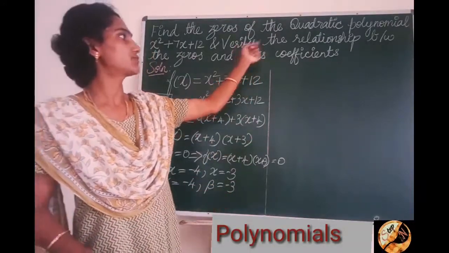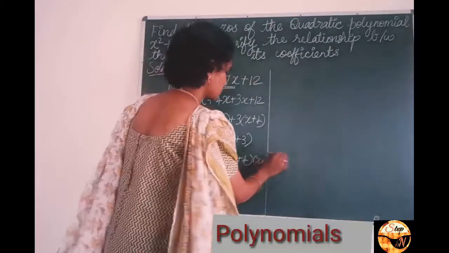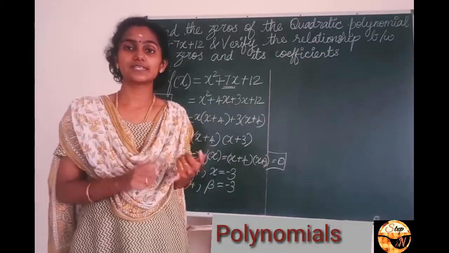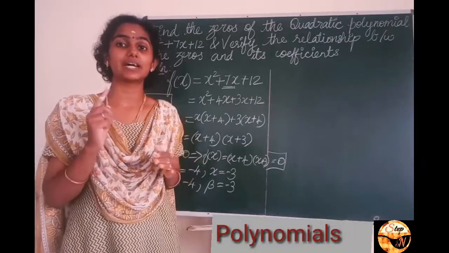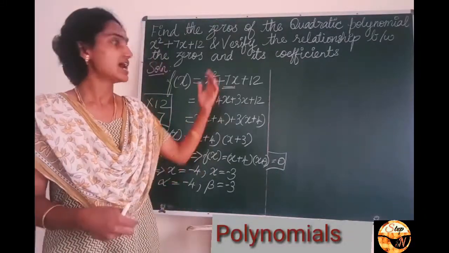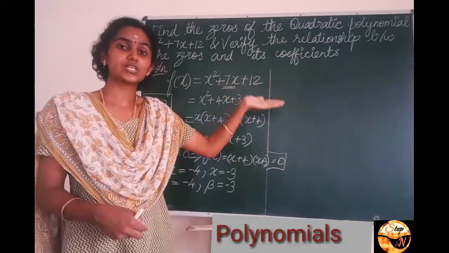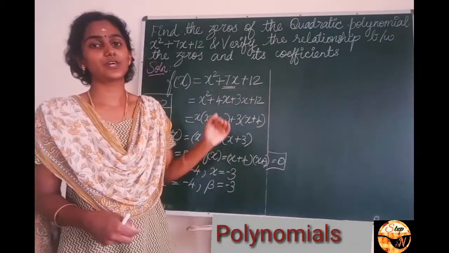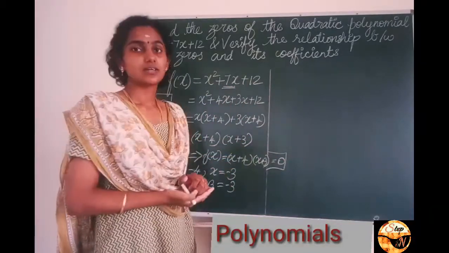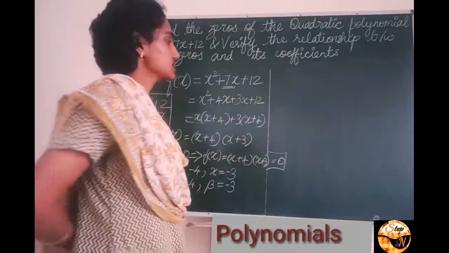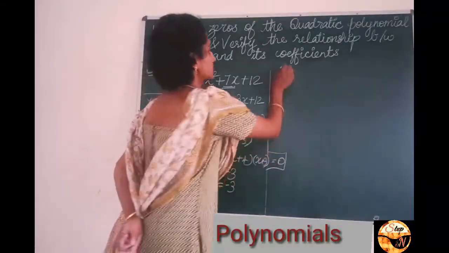So now we have to prove the relationship. So what is that relationship? The sum of the zeros will be equal to the minus of coefficient of x by coefficient of x square, and the next one is the product of zeros will be equal to the constant term by the coefficient of x square. So now we are going to prove the relationship.